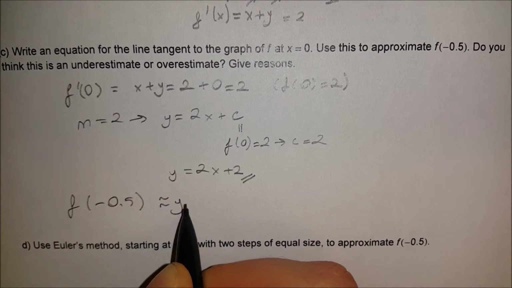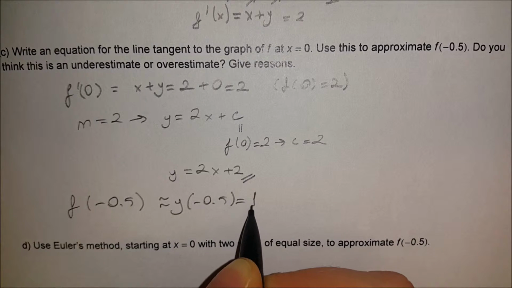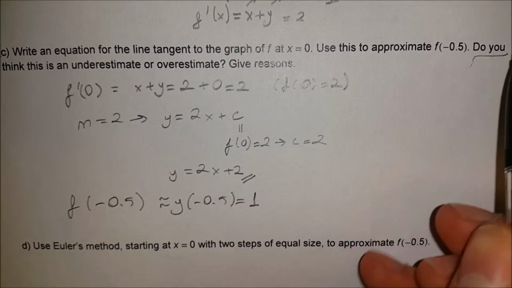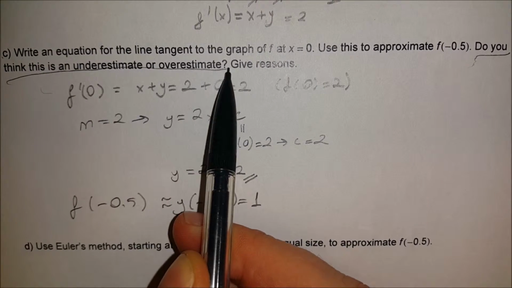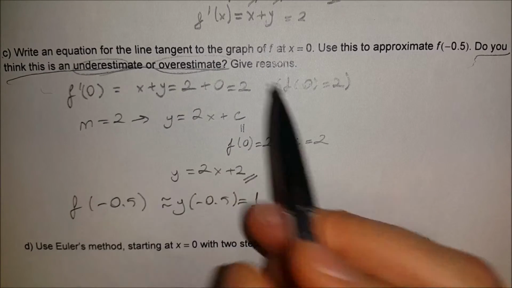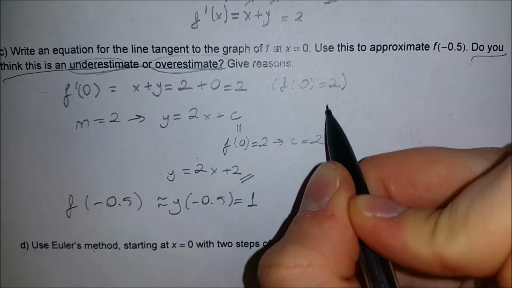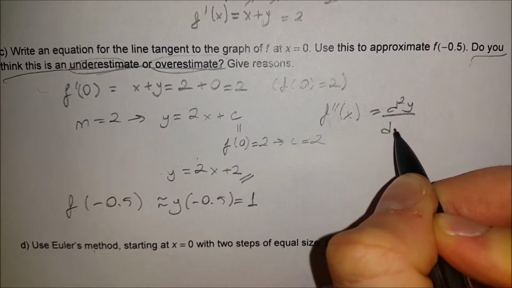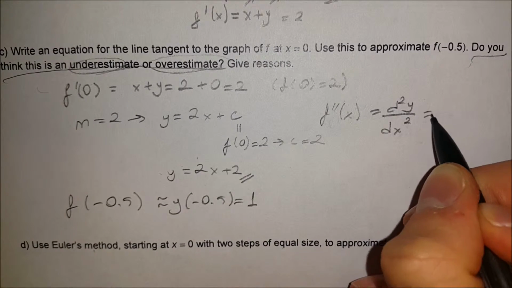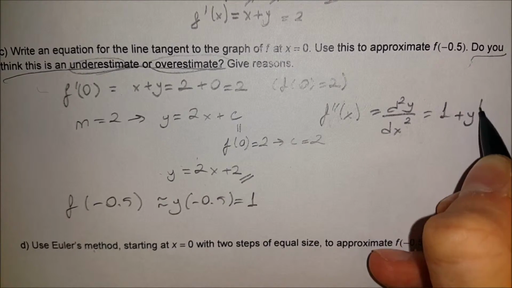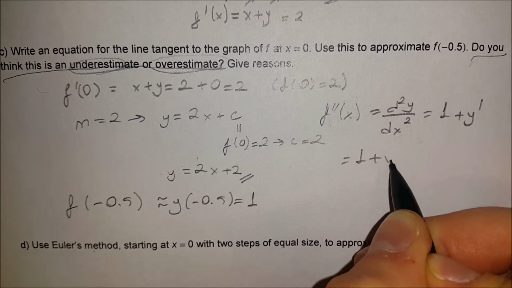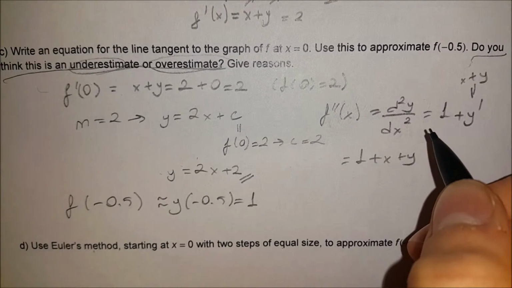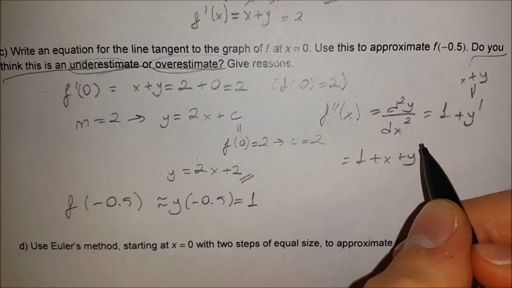Now if we want to approximate f(-0.5), we put -0.5 for x, and we get a 1. Now that is the first part of the question. And the second part of the question asks if it's an underestimate or overestimate. Now we need to find if the graph is concave up or concave down. We use the second derivative for that, and if we calculate the second derivative in this case, we get 1 plus y prime, which is equal to 1 plus x plus y, because it was given that y prime is equal to x plus y.